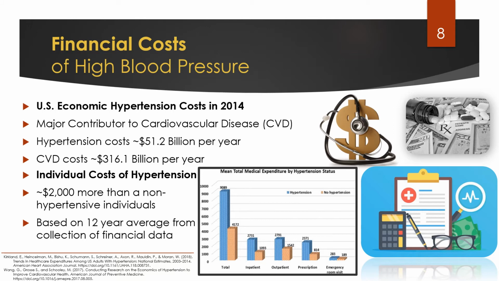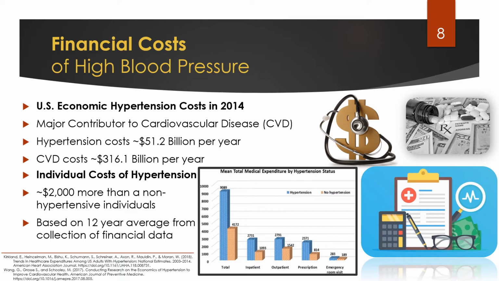Knowing this, we can analyze the overall economic cost for both factors now. Hypertension is responsible for $51.2 billion per year in healthcare costs, while CVD is averaging about $316.1 billion per year. To get further in detail, the individual cost of hypertension is also very shocking.